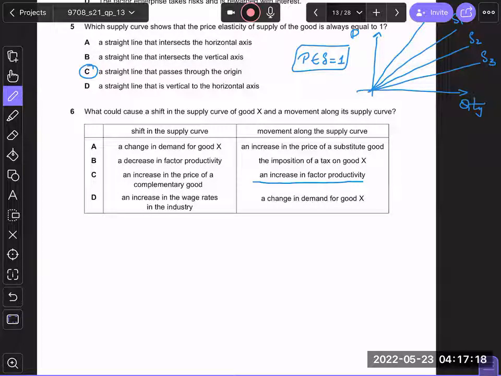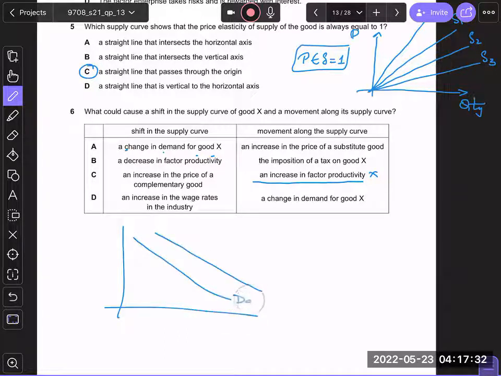Say this is incorrect. What is A? A change in demand for good X. If there is a change in the demand for good X, this will cause movement along the supply curve. You will be moving from point A to point B. So this is incorrect. Both A and C are incorrect. D should be the right answer.